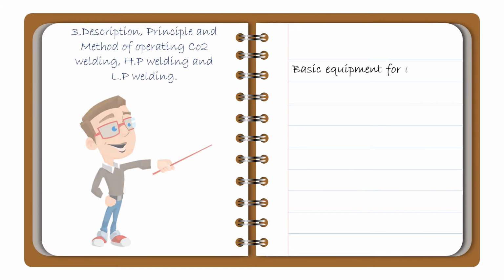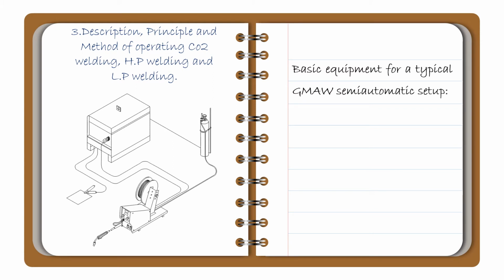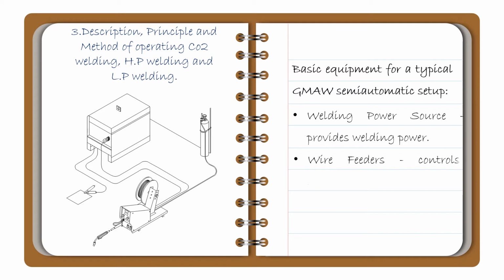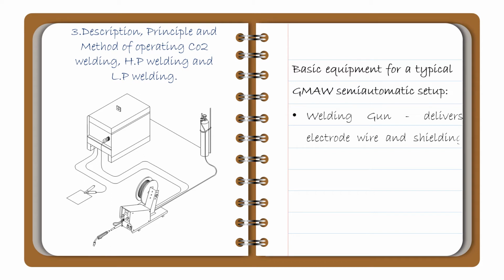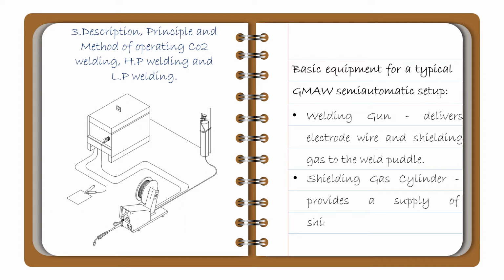Let's see the basic equipment for a typical gas metal arc welding semi-automatic setup. 1. Welding power source provides welding power. 2. Wire feeder controls supply of wire to welding gun. 3. Supply of electrode wire. 4. Welding gun delivers electrode wire and shielding gas to the weld puddle. And last, shielding gas cylinder provides a supply of shielding gas to the arc.